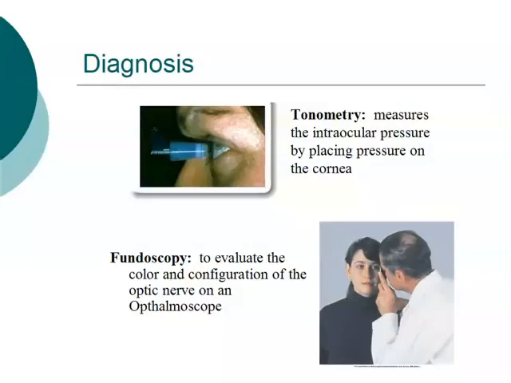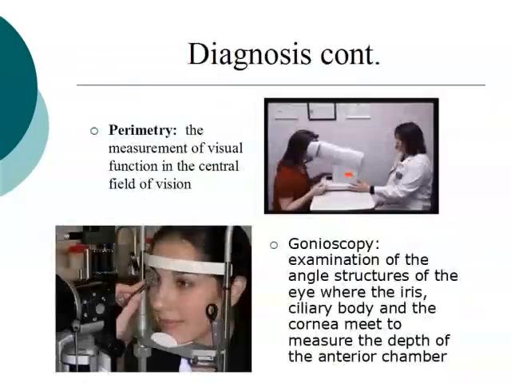Fundoscopy is used to evaluate the color and configuration of the optic nerve. So the physician will look with the ophthalmoscope at the inner workings of the eye and how everything looks. Another method used is perimetry, which looks at visual function and the central field of vision. When you renew your driver's license, this is a test that's done that checks your peripheral vision. And then the last one listed there is gonioscopy, an examination of the angle structures of the eye, looking at the iris, ciliary body, and cornea to look at the depth of the anterior chamber.